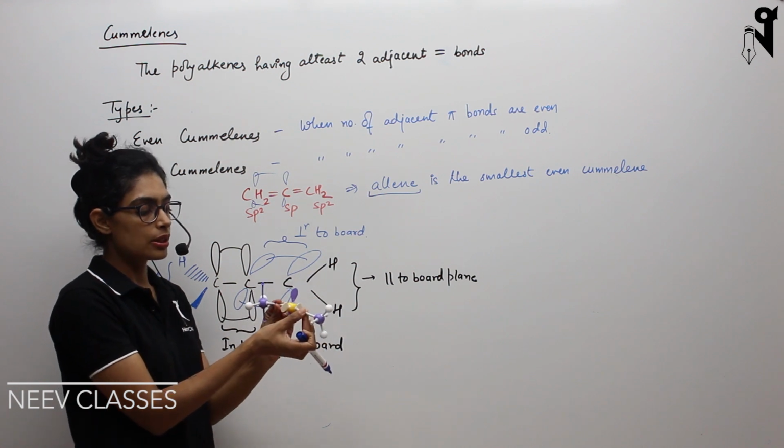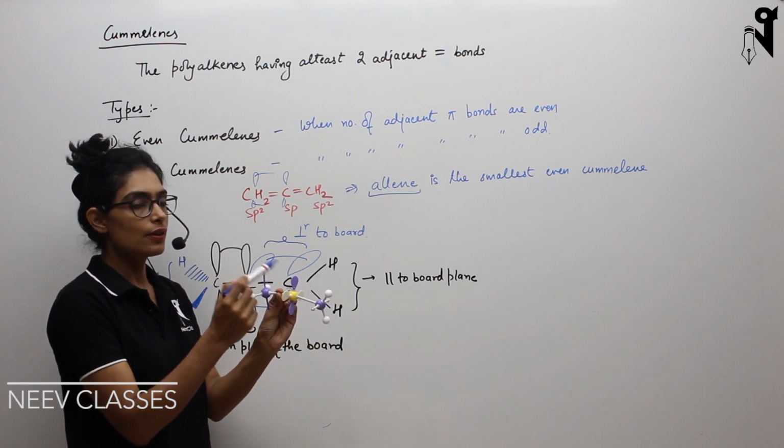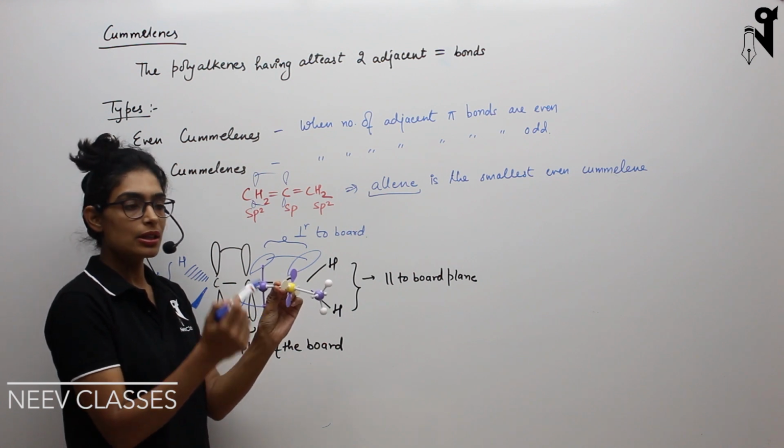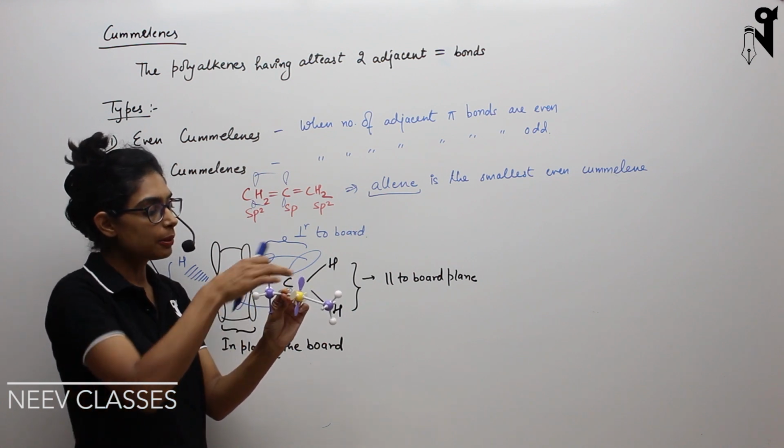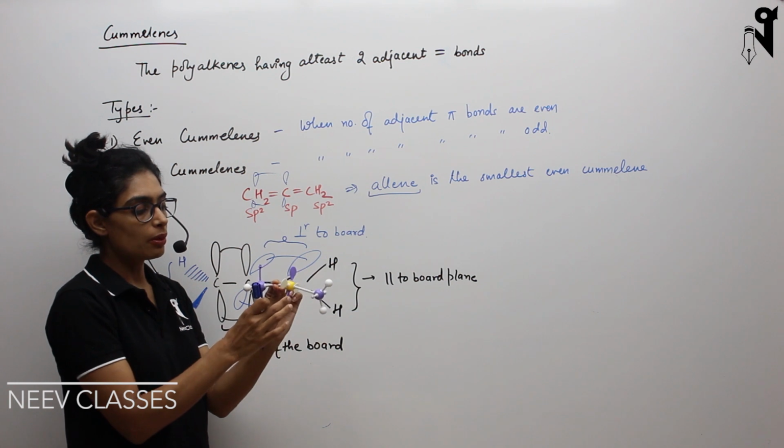I hope you can see this. This is another p orbital. So these will have an overlap. Correct, this and this will form one pi bond. So the purple thing is forming one pi bond.